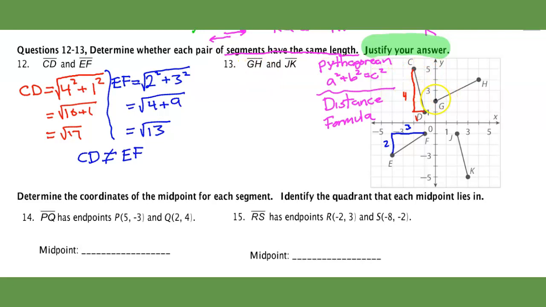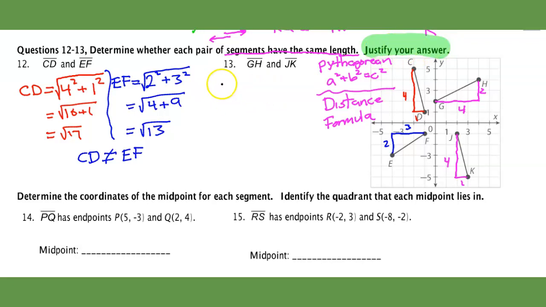Let's see here. GH, 1, 2, 3, 4, and up 2. And then JK, 1, 2, 3, 4, over 1. And once again, we could probably look at those and say, well, they're not going to be the same length because even though they have one side that's the same, the second leg is not. But we still have to justify the answer. So let's write it out.